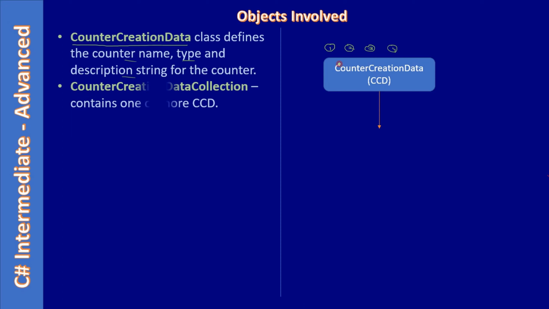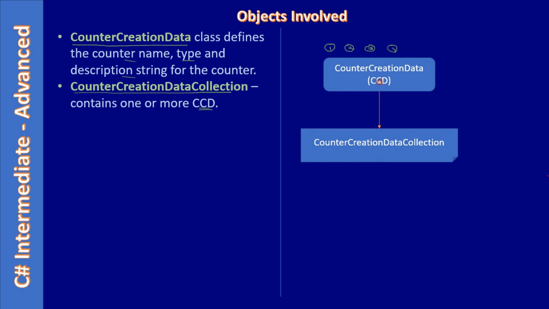After creating that, there is one more object called counter creation data collection. So counter creation data collection contains one or more counter creation data. So we already have CCD, and once you create it, you can add it to this collection. So this collection may contain multiple counters.